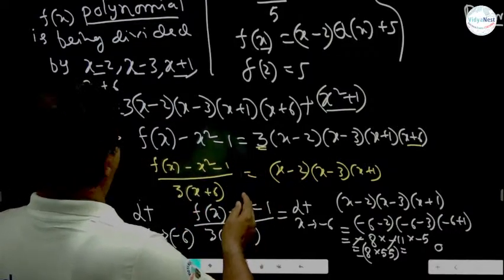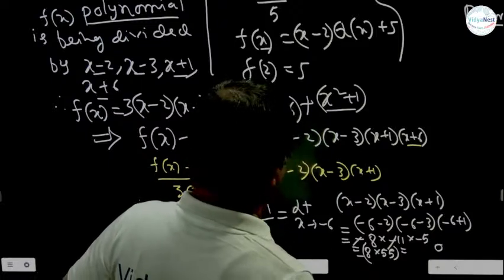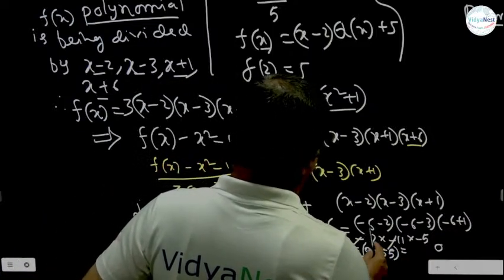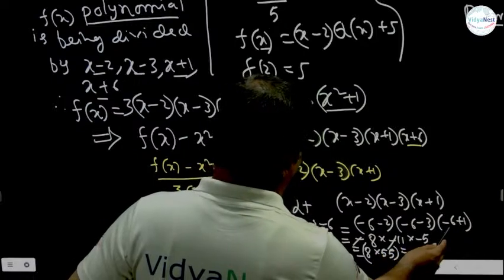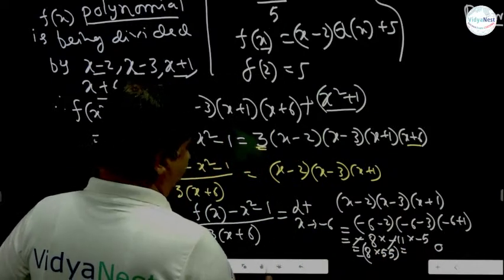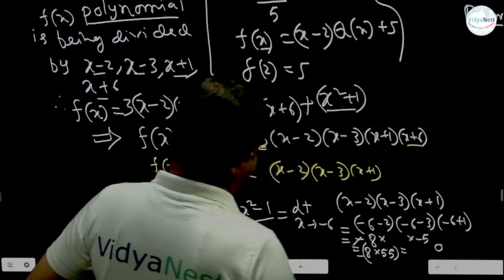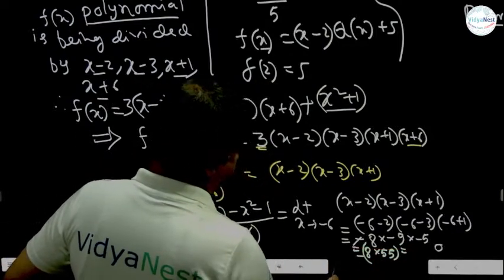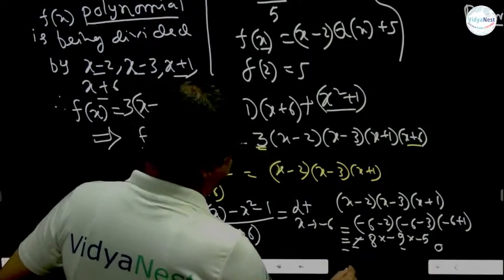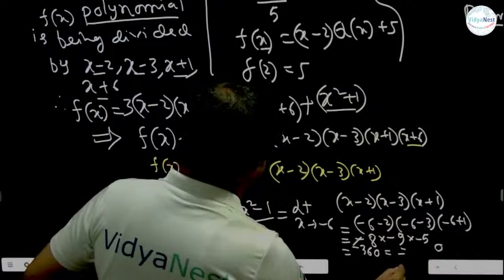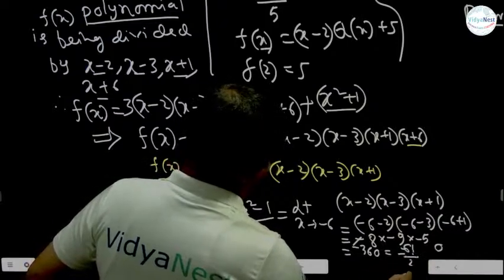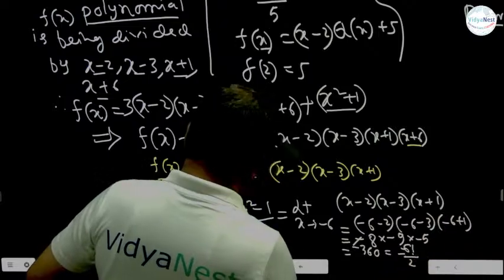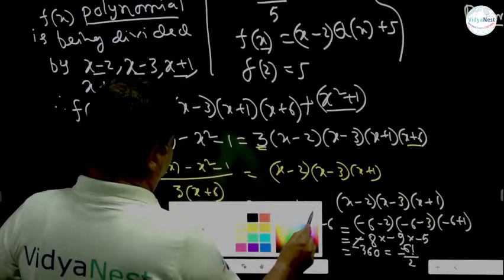3 I have taken. Five, just wait, minus 8, minus 9, minus 5. Oh, minus 9. One mistake I have done. Minus 6, minus 3, minus 9. Okay. Silly mistake. So it has become minus 360. That means minus 6 factorial by 2. Option D. Option D correct.